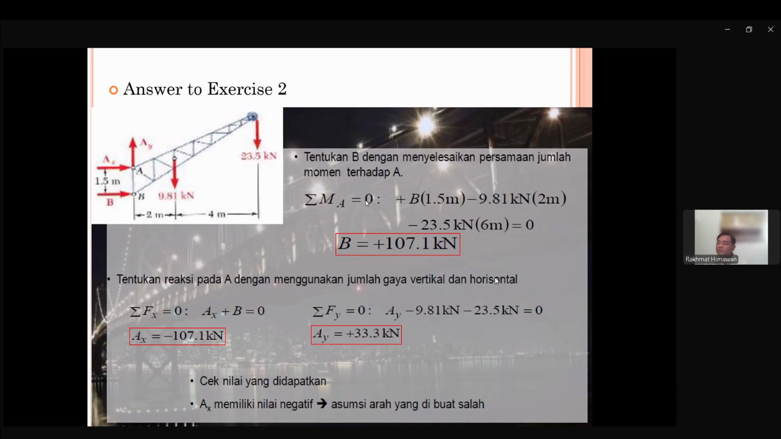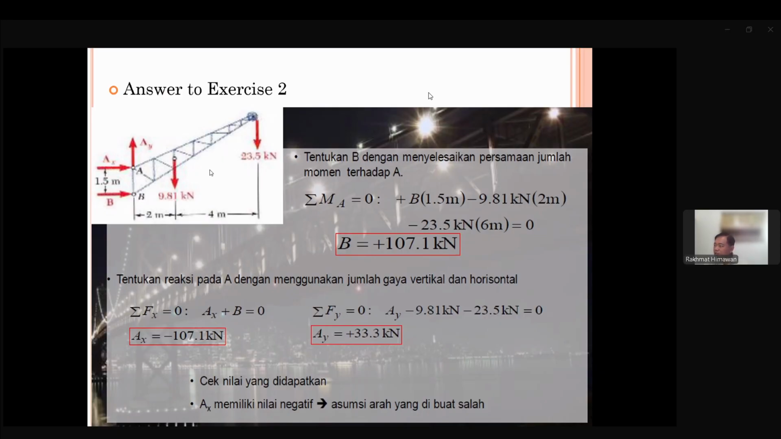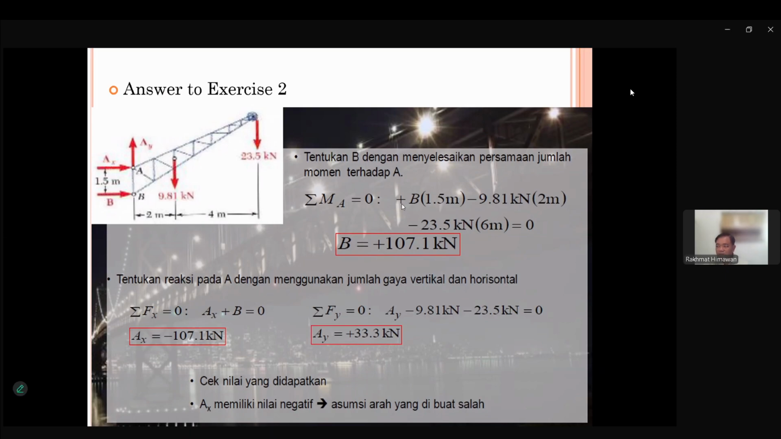Sigma M A equal to 0, we have plus B multiplied with 1.5. In this case, I think plus is for a counterclockwise direction. Sometimes they don't put it, but we can see that this is a counterclockwise effect from B to A, rotation counterclockwise. And they put plus, so for this example of the answer, counterclockwise is plus.